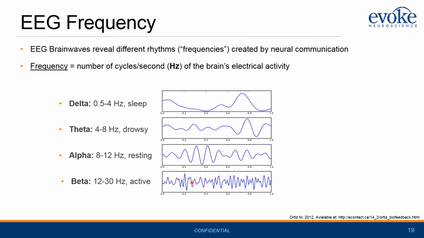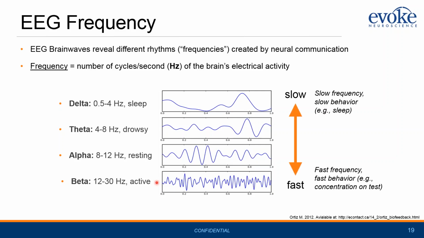And finally, our fastest waves are called beta, and our brain produces these mostly when we are really actively thinking about something or actively engaged in something. So we have this spectrum of slow waves to fast waves, and our waves correlate with slow behaviors and fast behaviors, things like deep sleep, all the way to concentrating really hard on a test.